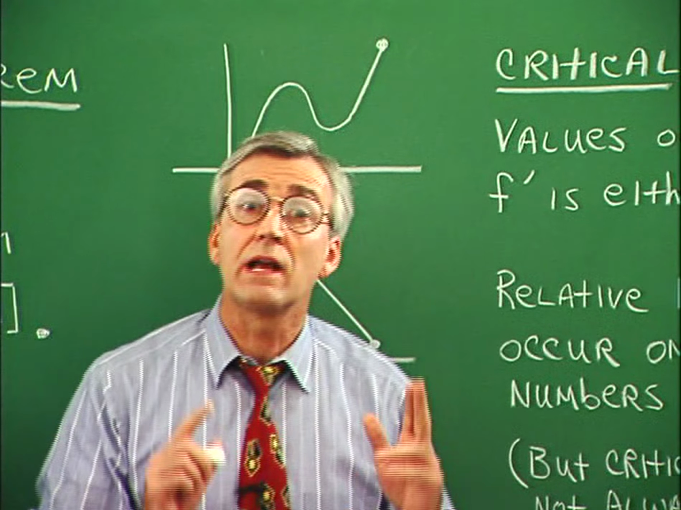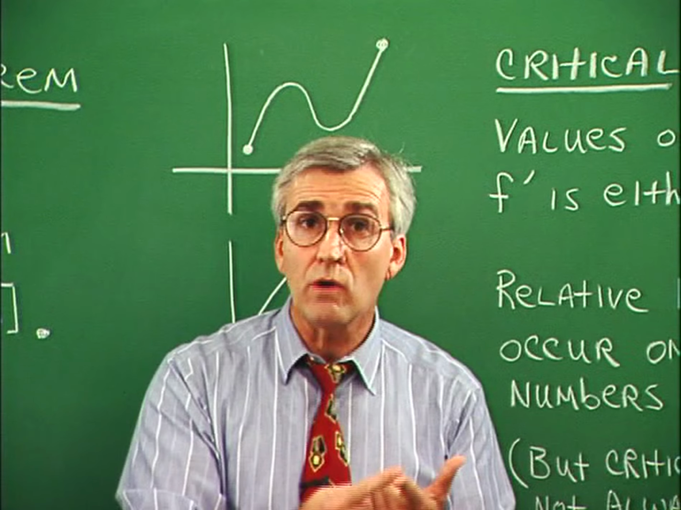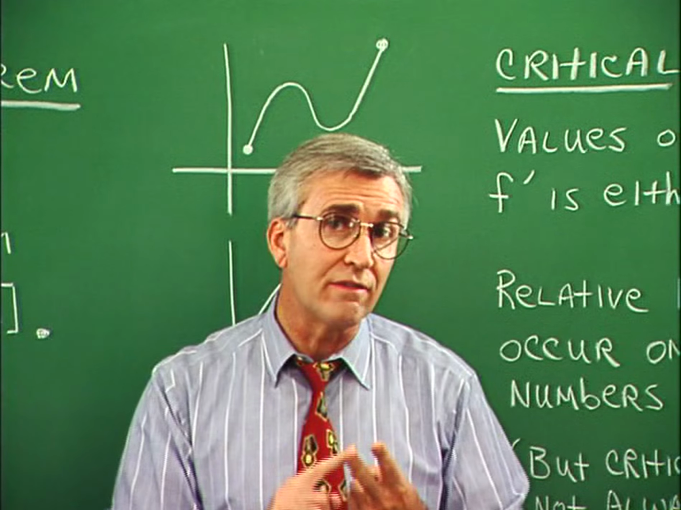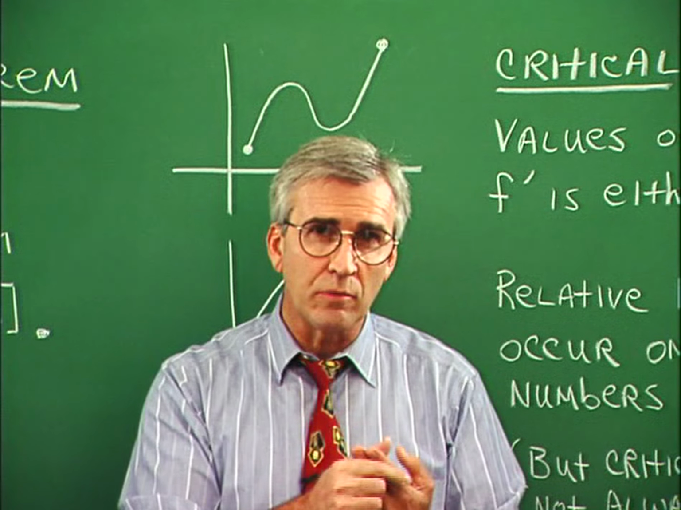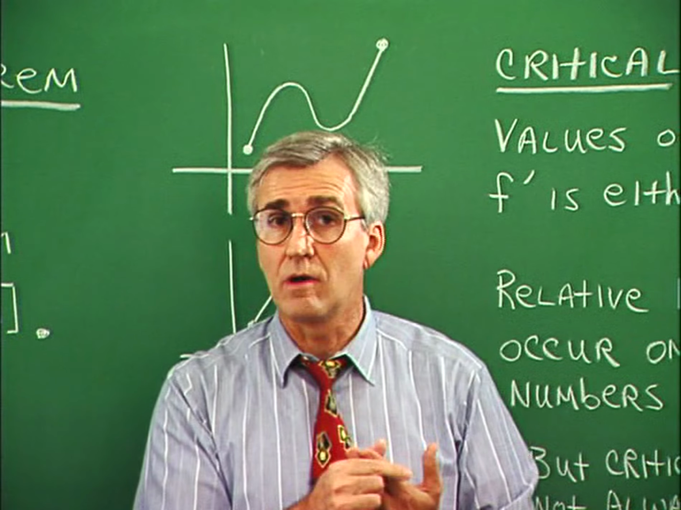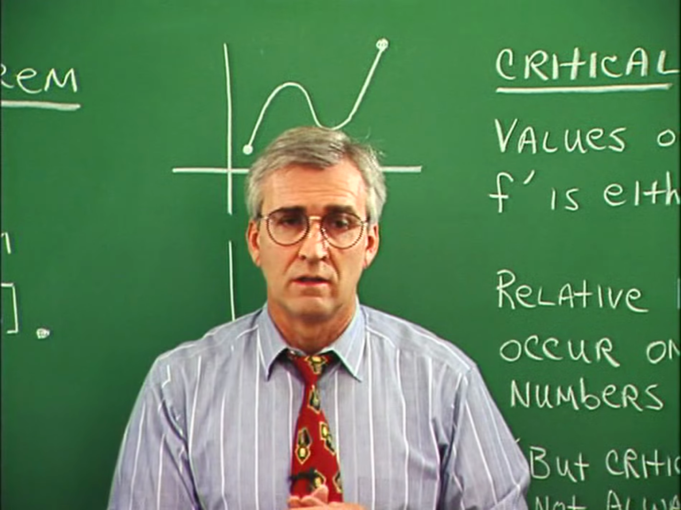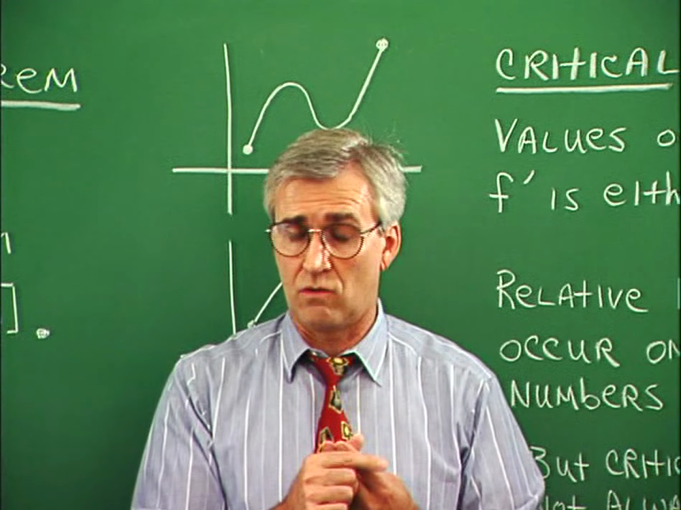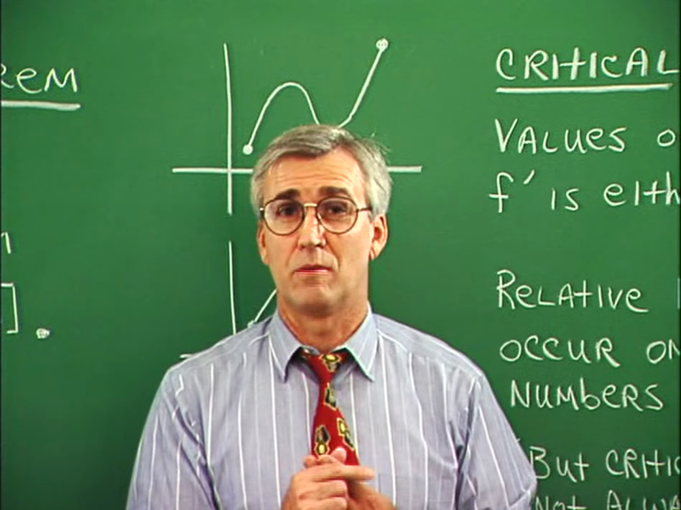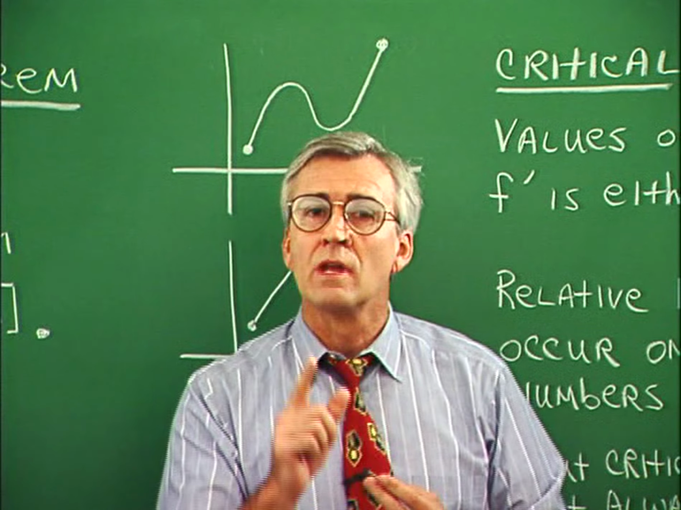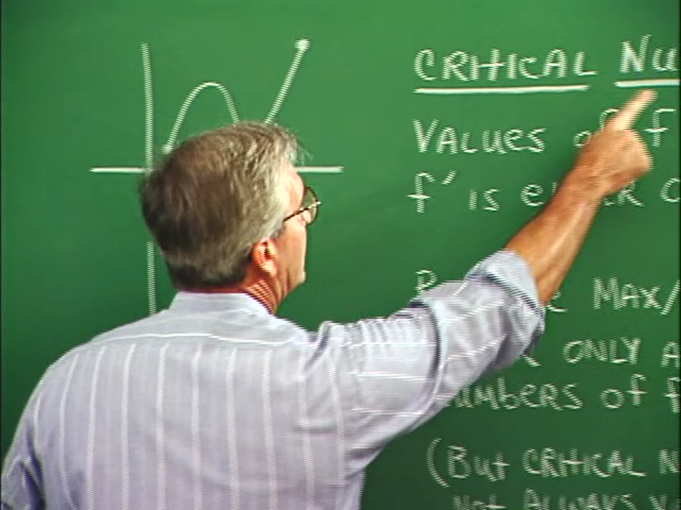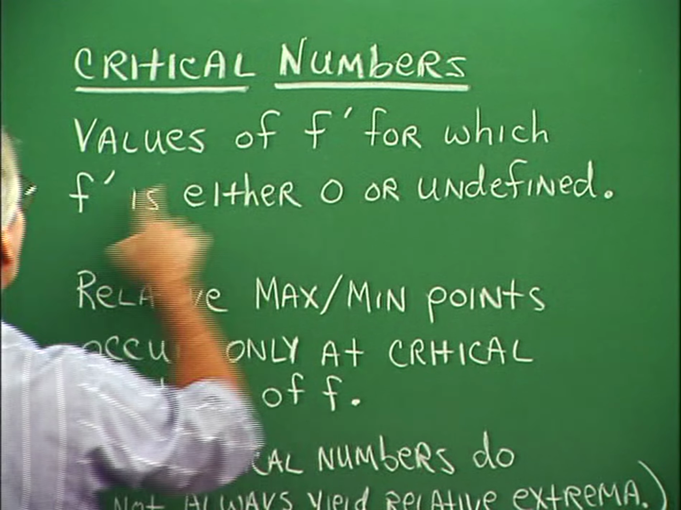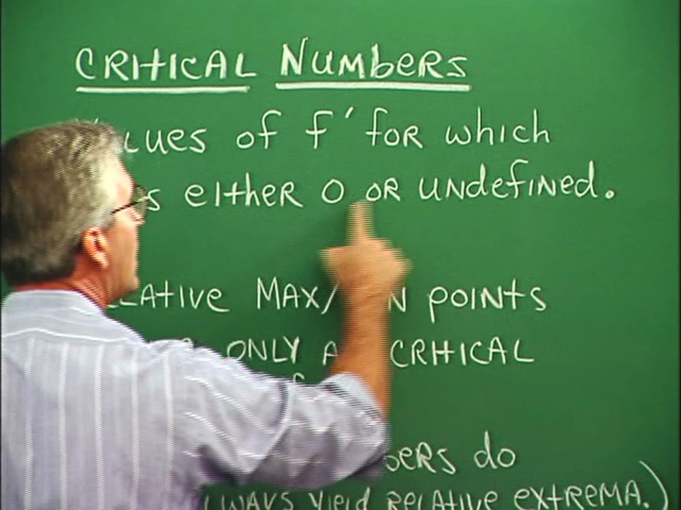So if we examine f prime and we find the zeros of f prime and any places where f prime is undefined, then we have the potential for having maximum and minimum points on the graph. Relative maximums and minimums, or maybe absolute maximums and minimums for our graph. Here's an idea. Critical numbers. Critical numbers are values for which f prime is either 0 or undefined.